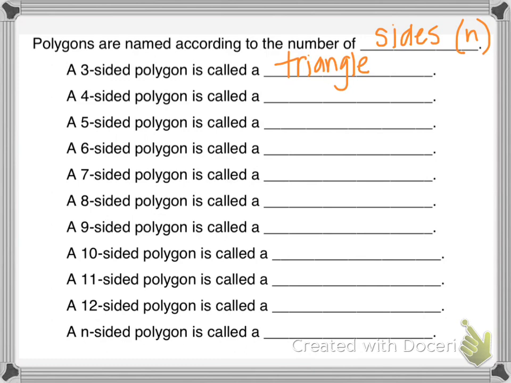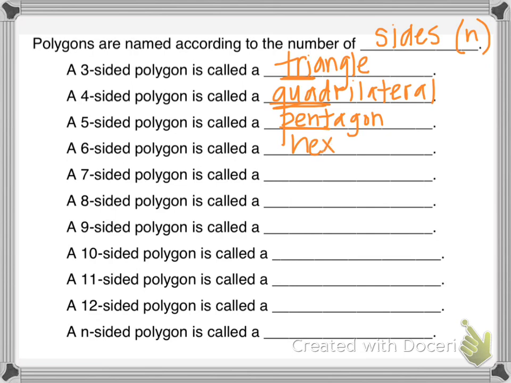A four-sided polygon, there are lots of them. We've got squares, rectangles, rhombi, parallelograms, trapezoids, but altogether these are called quadrilaterals. And a lot of these you can figure out by the prefix. The prefix quad means 4. The prefix tri means 3, right? A five-sided polygon is called a pentagon. Pent means 5. Okay. A six-sided polygon is called a hexagon.